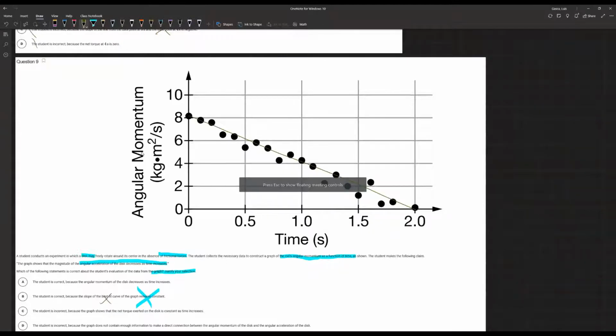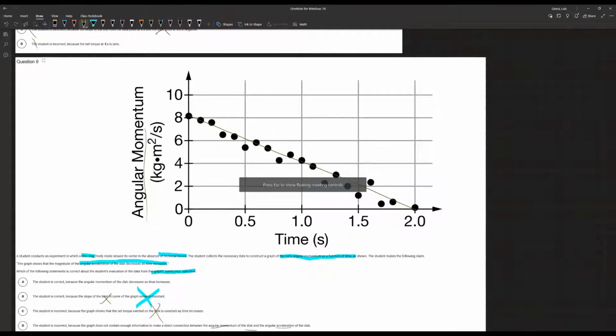We're looking at a graph of angular momentum. It does look like in magnitude it decreases. The student is incorrect because the graph shows the net torque exerted on the disk is constant as time increases. While the slope of this is definitely the torque and it is constant, no, that has nothing to do with it. The student is incorrect because the graph does not contain enough information to make a direct connection between the angular momentum of the disk and the angular acceleration.